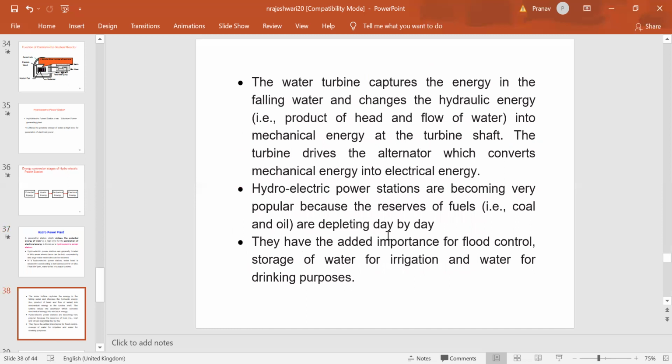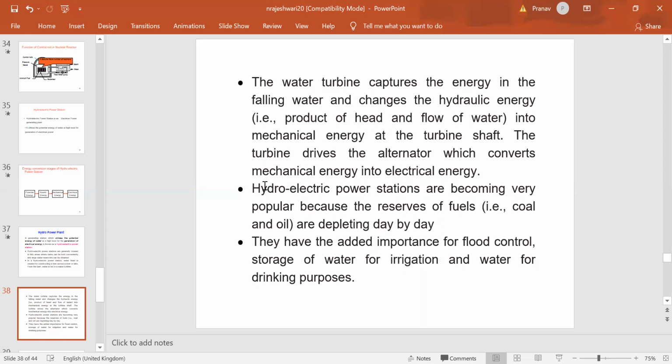And the water turbine captures the energy in the falling water and changes the hydraulic energy, that is a product of head H and flow of water, into mechanical energy at the turbine shaft, and the turbine drives the alternator which converts mechanical energy into electrical energy.